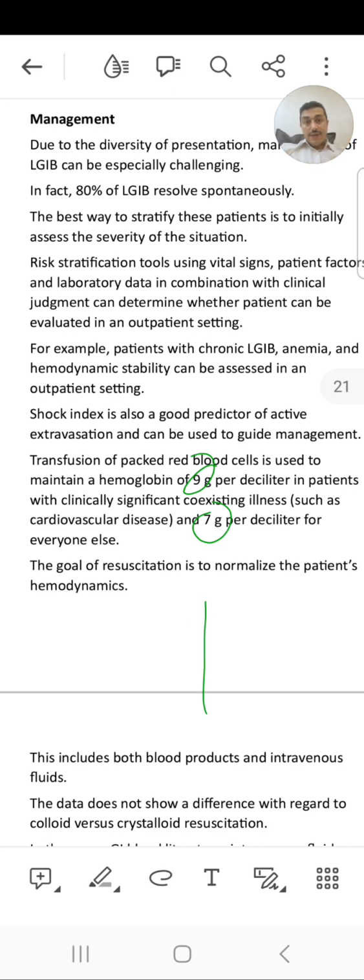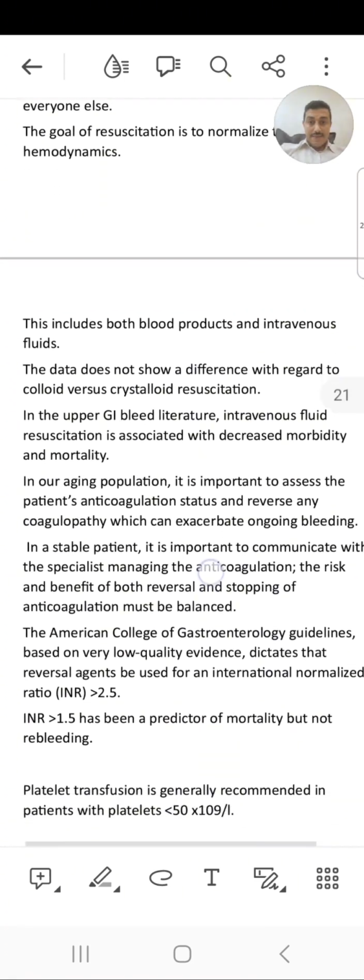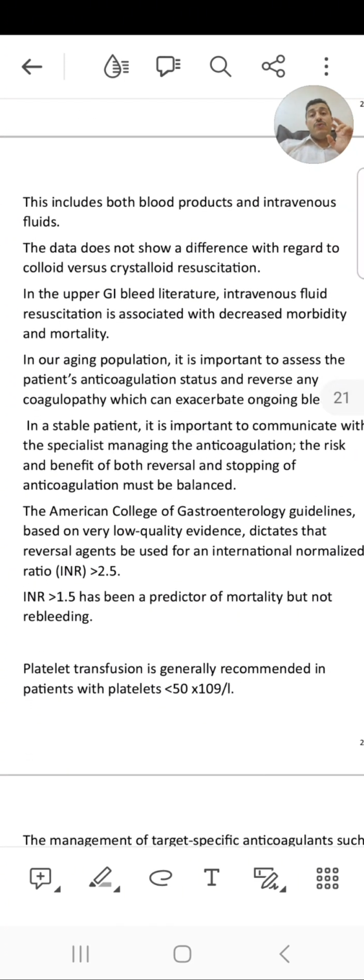Okay, what else? Let's move to the next step. Okay, a special consideration about the reversal: how we reverse the anticoagulation, and when. There is no clear cutoff point, but some studies said that if the INR, international normalized ratio, is above 2.5, we have to reverse these agents. And some studies found that there is a relation between mortality and INR above 1.5, not between the INR 1.5 and bleeding or rebleeding, but the mortality.